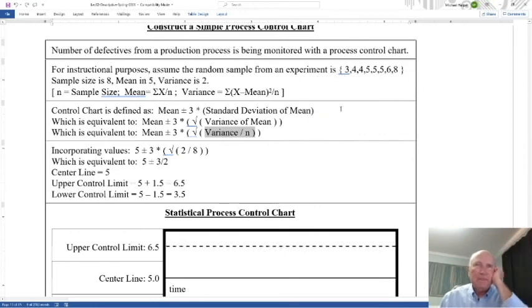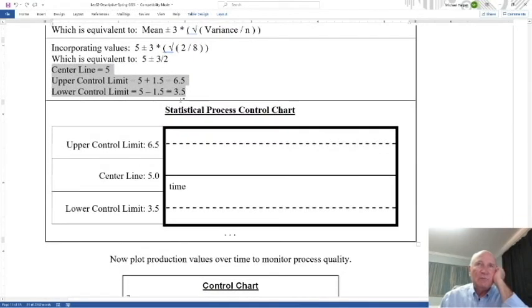Okay. So let's plug and crank. The mean here is 5, bring down the mean. 3 times the standard deviation, the square root of variance over n, is 2 over 8, which is 1/2, so 3 times 1/2 is 3/2. And there's my upper and lower limit. So I pull these down here.